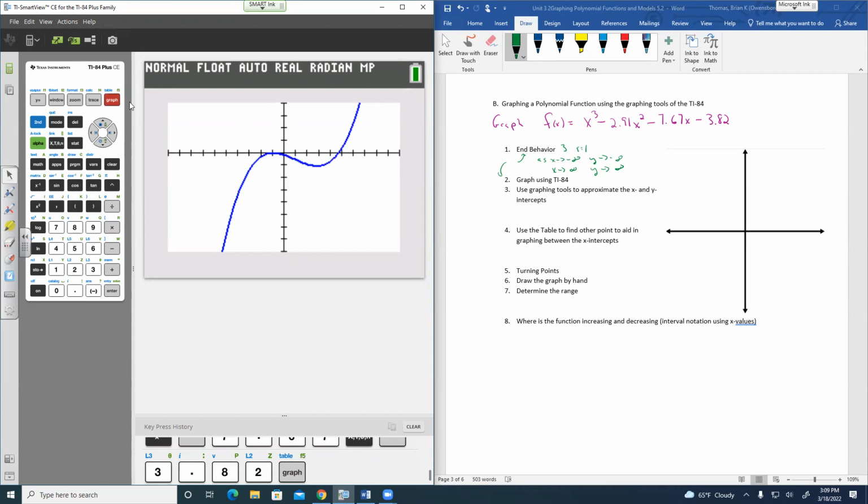And notice that the degree is 3, so we know that we're looking for at most 3 x-intercepts. We kind of see there's one here, and notice how it touches, so it actually has a multiplicity of 2, and there's one over here somewhere. So let's see if we can find those two zeros. This might be tricky. We'll see what we can do here.